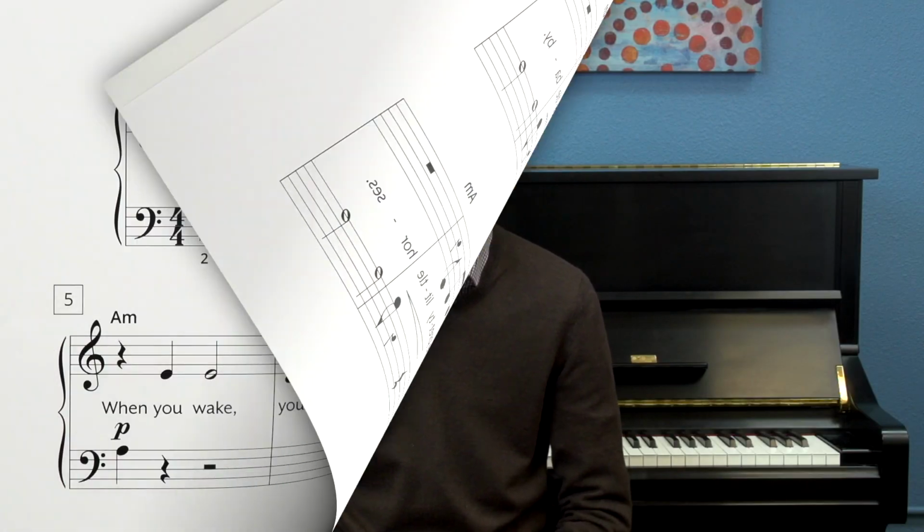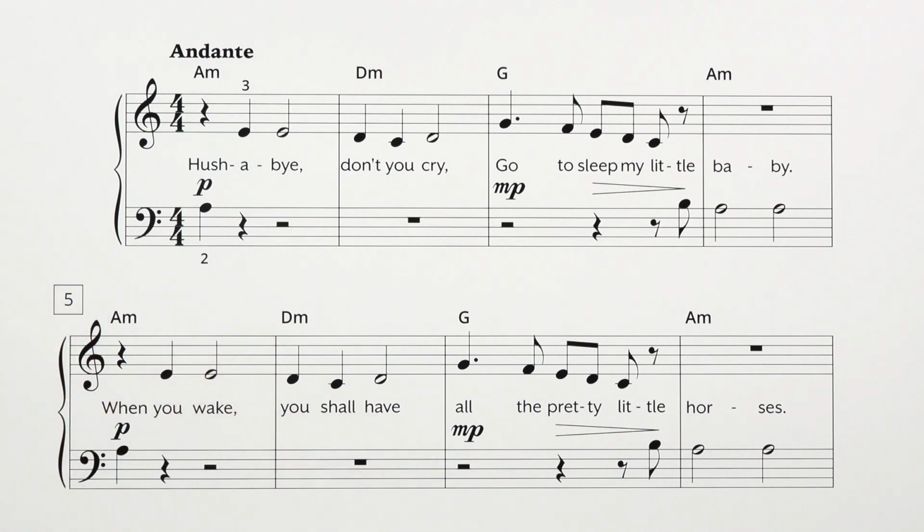Find a friend or family member and invite him or her to also learn either the melody or the accompaniment, and then the two of you could play this as a duet, one on the melody, the other on the accompaniment. Now, let's get started learning the melody. Here's the sheet music for All the Pretty Horses. What do you notice?